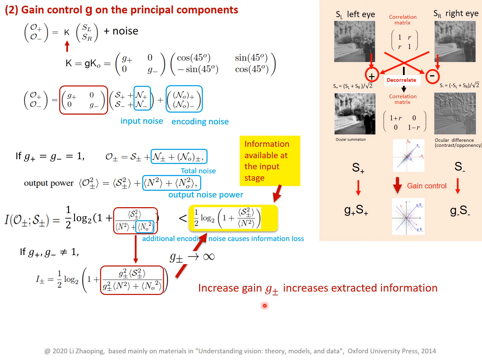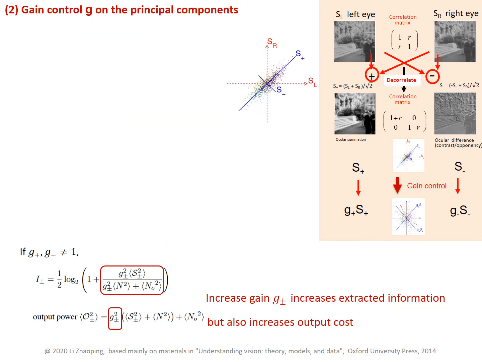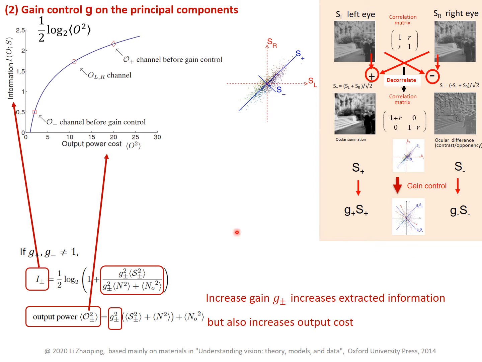So therefore, increasing the gain will increase the extracted information amount, although at the same time you are also increasing the cost of the output power, since the stronger gain makes this cost higher. We can plot out the information extracted on the vertical axis versus the output power cost on the horizontal axis, and their relationship is nonlinear by a log function.